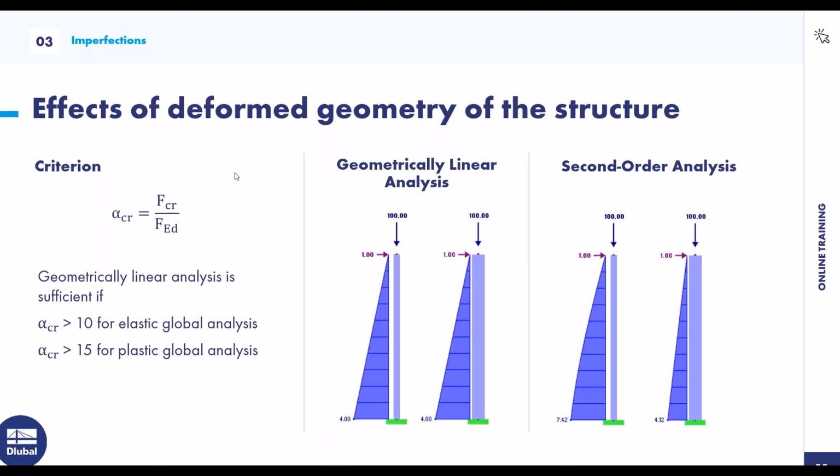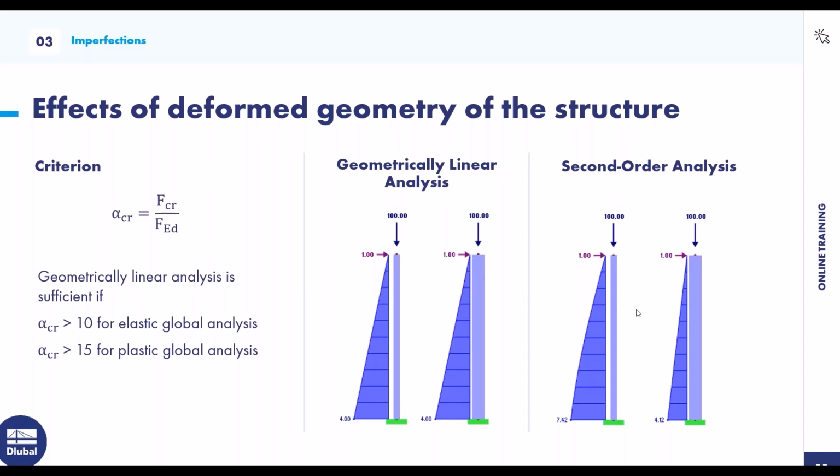In the first training course, Introduction to Member Design, it was learned how the results can differ between the calculation according to the first order theory, the geometrical linear analysis, and the second order theory. The geometrical linear analysis is an equilibrium formulation on the undeformed system, and the second order analysis is an equilibrium formulation on the deformed system.